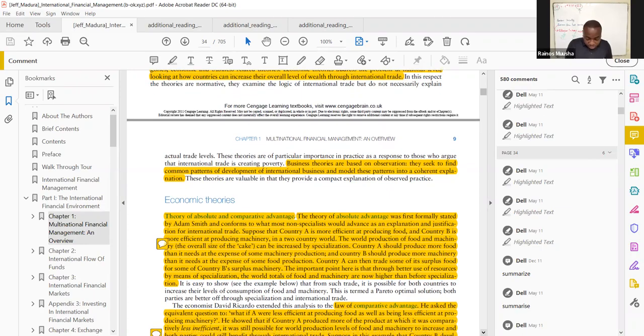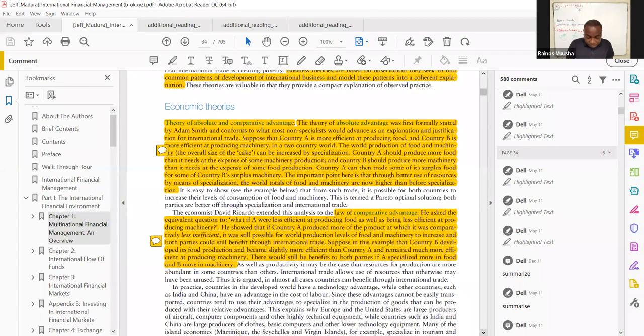So when you look at economic theories, the first economic theory that they discuss here is the theory of absolute and comparative advantage. Those are the two theories when it comes to economic theories. And when you look at the theory of absolute advantage, they say it was first formally stated by Adam Smith and conforms to what most non-specialists would advance as an explanation and justification for international trade.